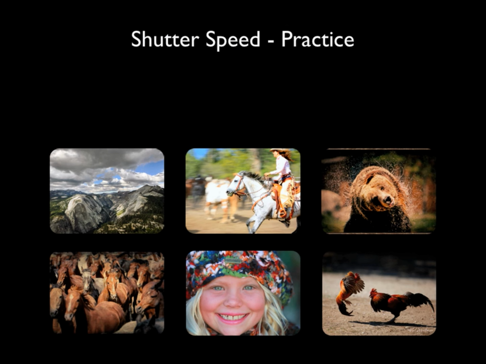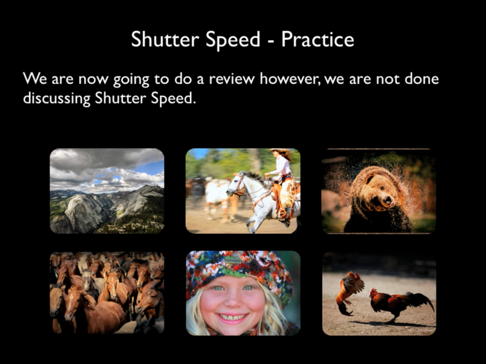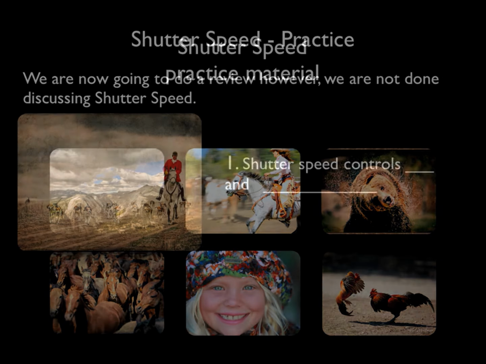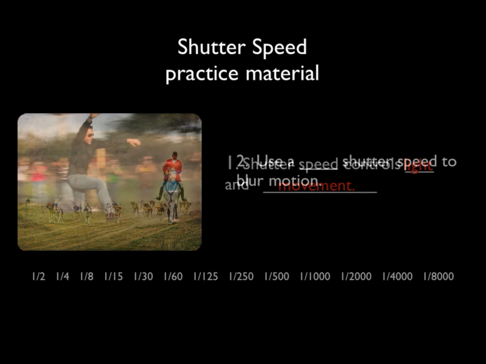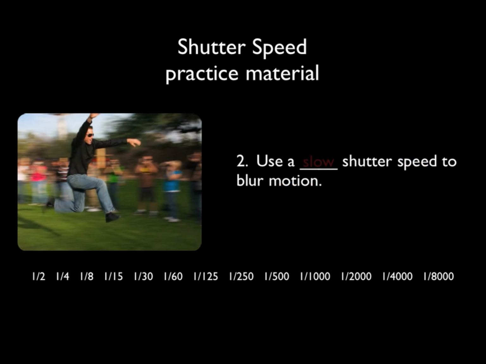Shutter speed practice. We are now going to do a review. However, we're not done discussing shutter speed. Shutter speed practice material number 1. Shutter speed controls light and movement. Number 2. Use a slow shutter speed to blur motion.